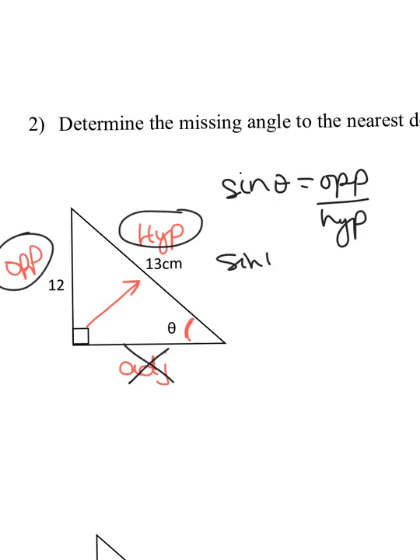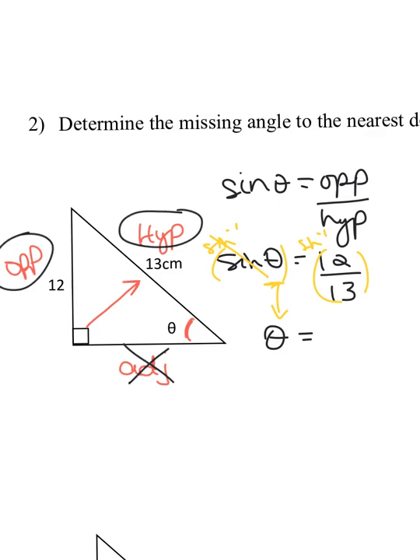So we don't have the theta. We have the opposite, which is 12, and we have the hypotenuse, which is 13. So on your calculator, to get our theta, to get our angle, what you're technically doing is you're finding the sine inverse of both sides here. Okay, these cancel off, leaving just the theta.